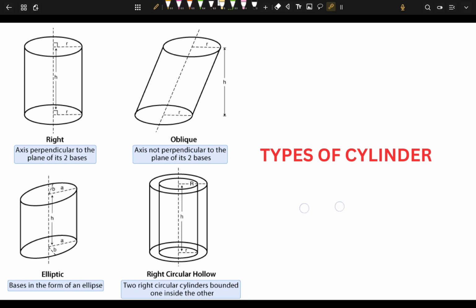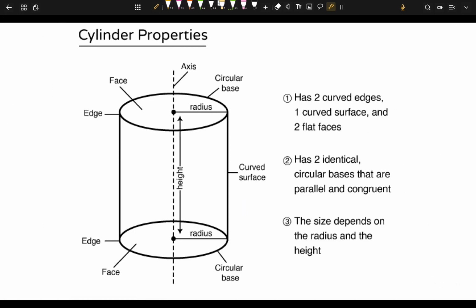Okay. So, ito yung mga properties ng ating cylinder. So, dito, automatically, it has two curved edges. So, yan, two curved edges. One, and we have two. One curved surface. So, yung curved surface na to, ito yun, yung paikot. Alright? So, curve yan, curved surface. And flat faces. So, dalawang flat faces, yung top, ito, and yung ating bottom. And has two identical circular bases that are parallel and congruent.